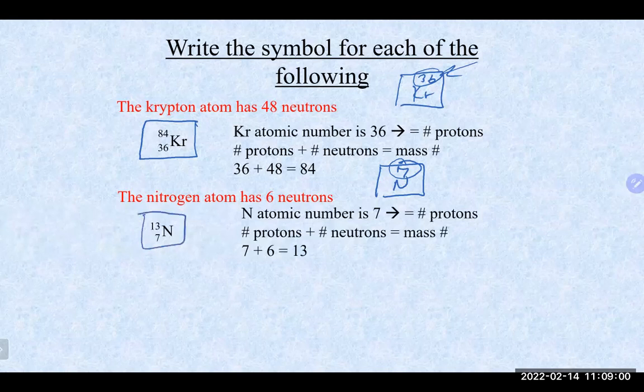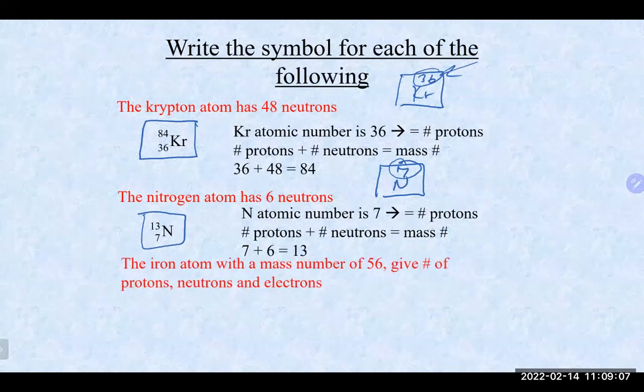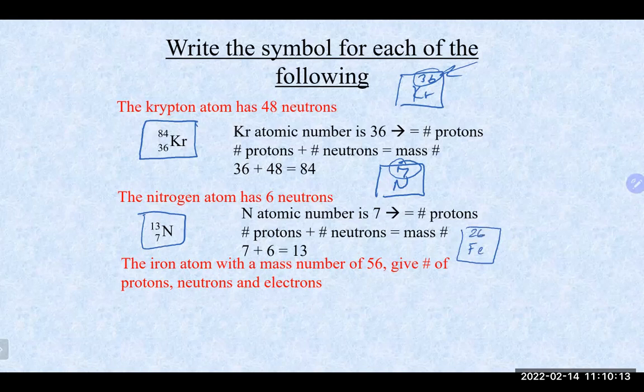And lastly here, we're looking for iron. What is its symbol and how many protons, electrons, and neutrons it has? And it has a mass number here of 56. Fe and 26 there up on top. They gave us the mass number, which is 56, which should go top left. Obviously, our atomic number there on the bottom. And we should end up with a symbol that looks like this.